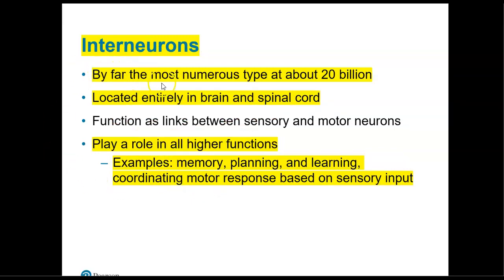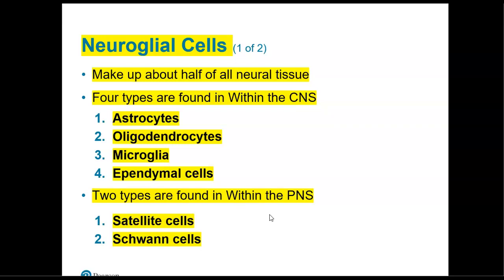Interneurons are by far the most numerous type. There are about 20 billion interneurons, I said millions earlier, I should say billions, located entirely in our brain and our spinal cord. They play a role in higher functions like memory, planning, learning, and coordinating the motor response based on the sensory input. So this is all done by the interneurons.